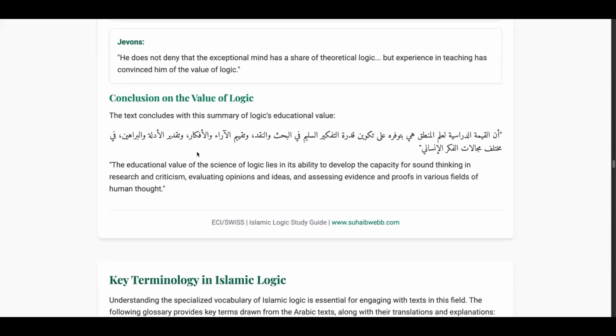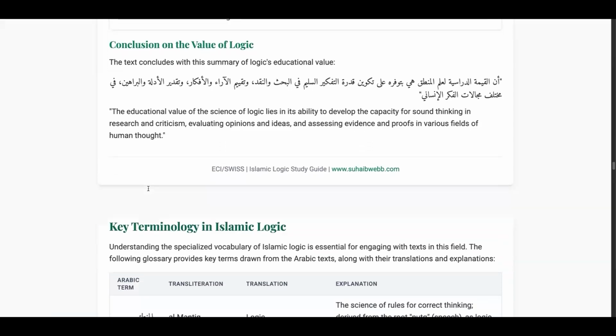And we talked about this conclusion. The educational value of the science of logic lies in its ability to develop the capacity for sound thinking in research and criticism, evaluating opinions and ideas, assessing evidence and proofs in various fields of human thought. For us, of course, interested in religious vocation, that's going to be pinpointed to Islamic thought, ideas, and opinions.